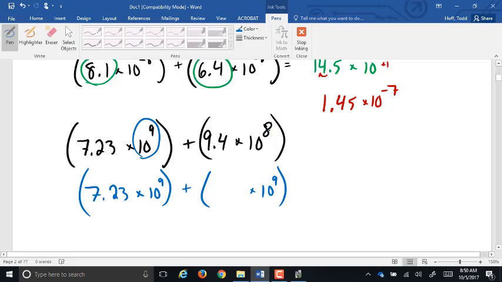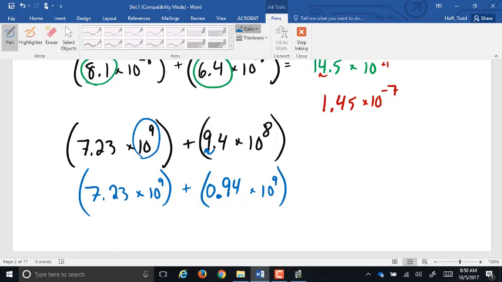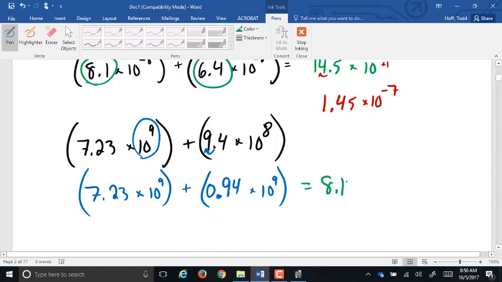Now the power of 10 got bigger, so the number has to get smaller by a decimal place. So now we can add 7.23 plus 0.94, which is 8.17 times 10 to the 9th.